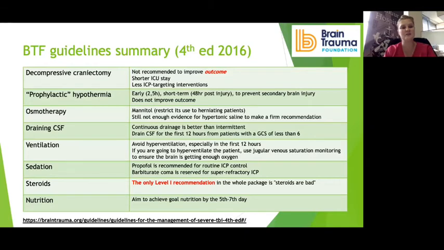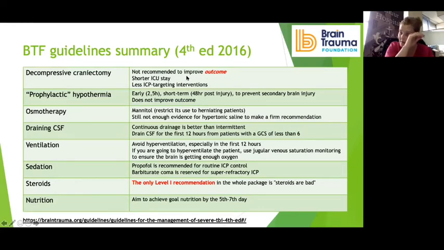So it's very difficult to actually run these trials ethically. A decompressive craniectomy will help you control ICP. That's just pure logic. If you take the lid off the box when the box has run out of space, the pressures will come down. But what it has been shown is that the Brain Trauma Foundation guidelines don't recommend it to improve outcomes.